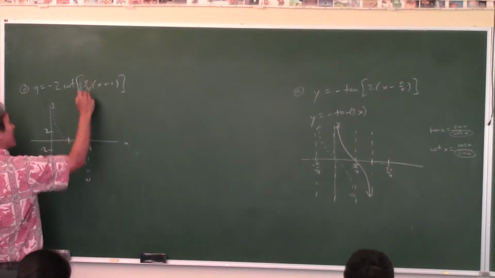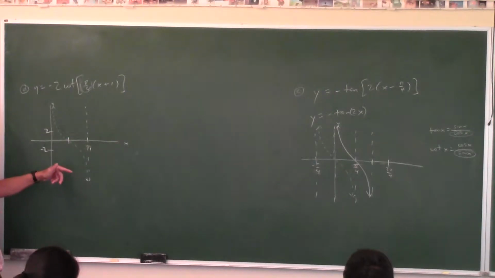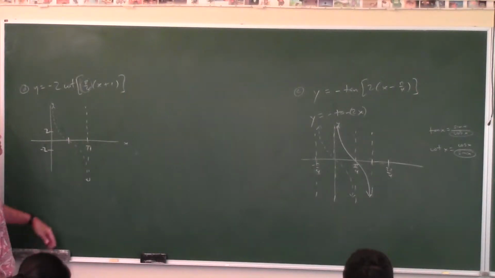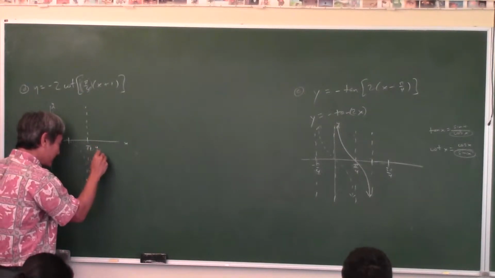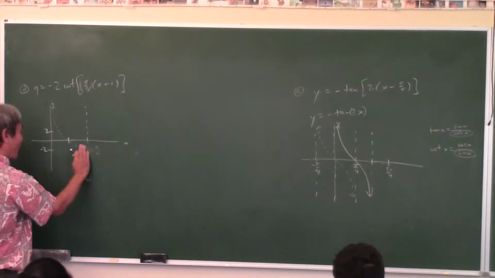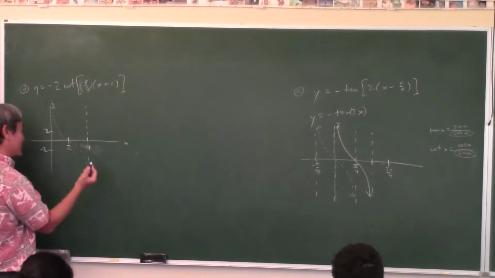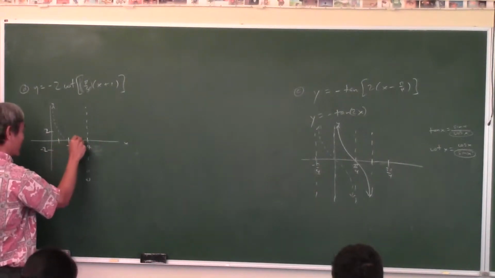This will multiply the x's by, which one? This one. 4 over pi. 4 over pi. And the pi's cancel out, so that's just 4. And of course, that means that's 2. And then if you want to put in more, you can.